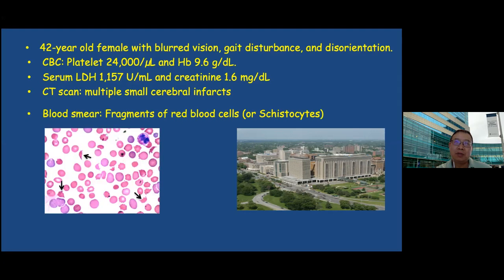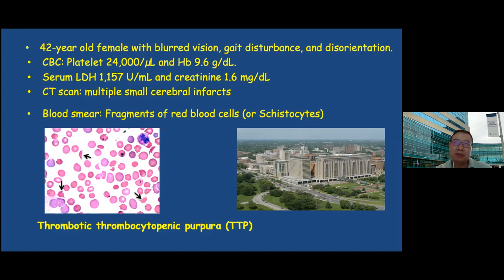And of course, the blood smear also showed some schistocytes, which are broken down red blood cells, like a helmet kind of cell. And this patient was diagnosed as having TTP. To be honest with you, when I was a first year resident, I had no idea about TTP, so I had to go back and study and learn about TTP.